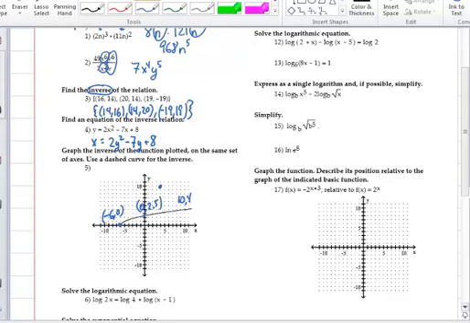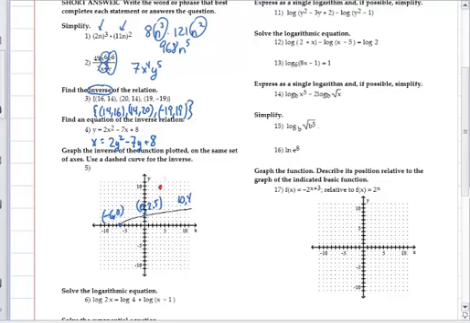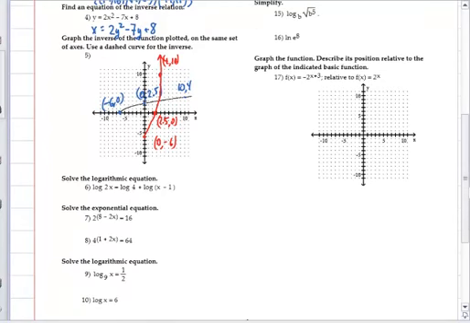I'll plot this in red. 2.5, 0. And 0, negative 6. And you should see that you have the inverse plot. Remember that the inverse plot will be symmetric, or will be a mirror image across the line y equals x.